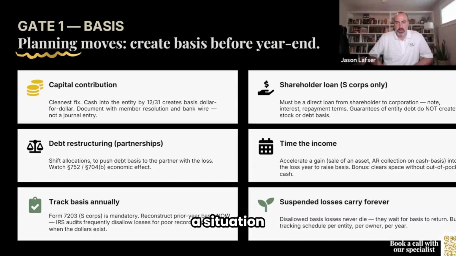So if you're in a situation where potentially you're looking at shutting down a business or something like that, you want to make sure that you get the full benefit of all of those losses. So there's definitely some planning to be had there. But again, to the extent that the business continues on, those suspended losses will continue to carry forward.